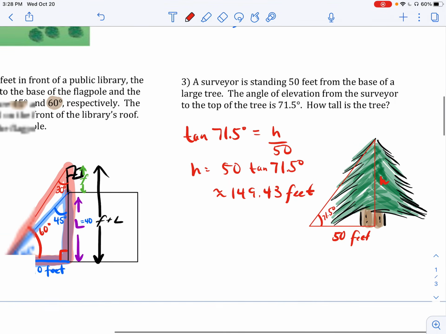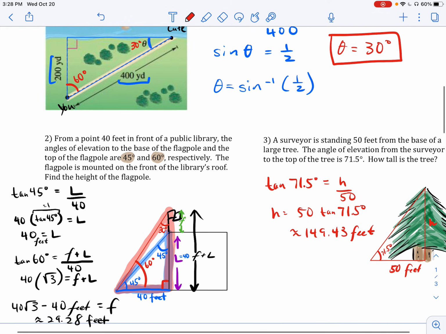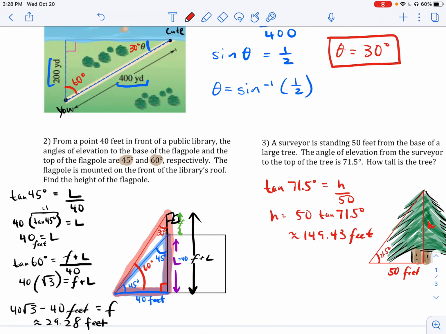So hopefully you understand angles of elevation a little bit better now, and we can see how we can use trigonometric functions to solve some application problems.